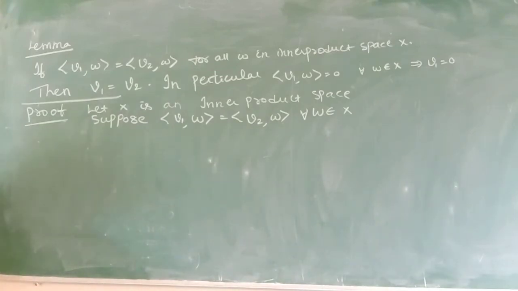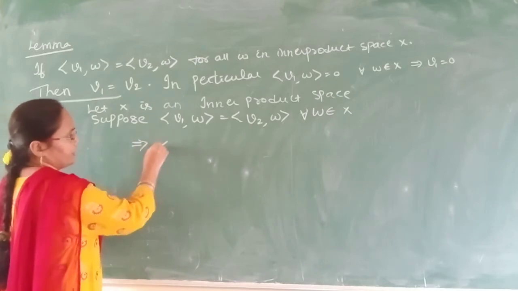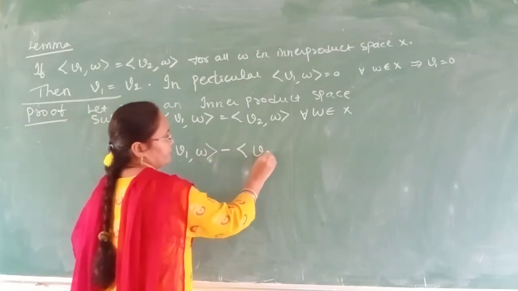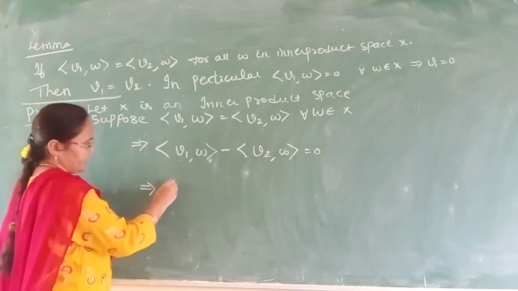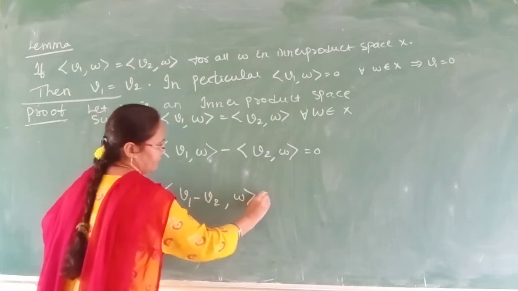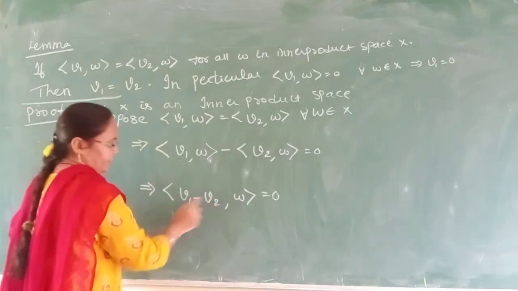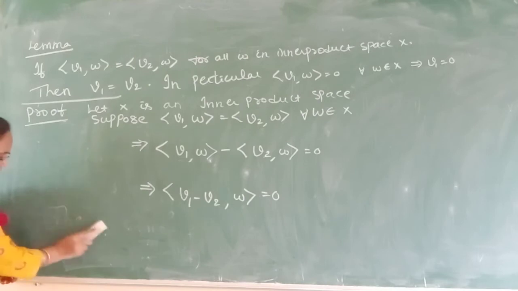Next line is: sending the RHS term to the LHS, the inner product of V1, W minus the inner product of V2, W is equal to 0. Then it can be written as the inner product of V1 minus V2 comma W is equal to 0. Here we have to take W is equal to V1 minus V2. Then doing the simplifications we will get our required condition.